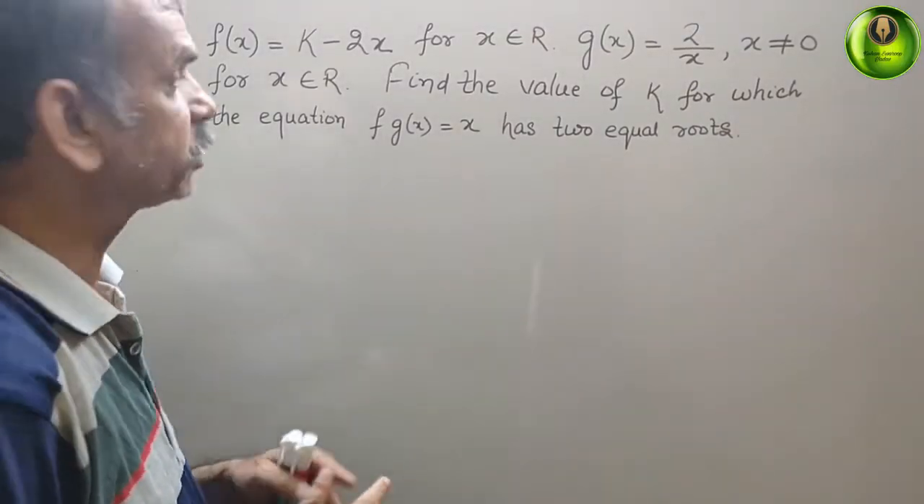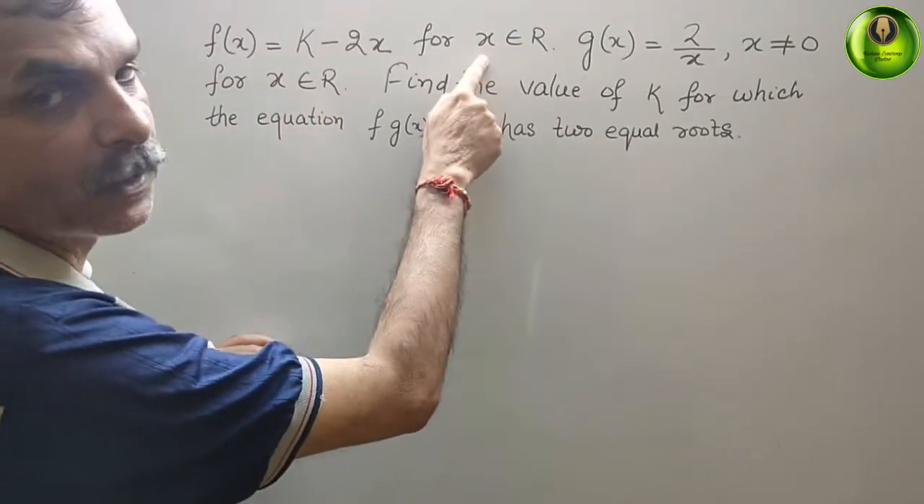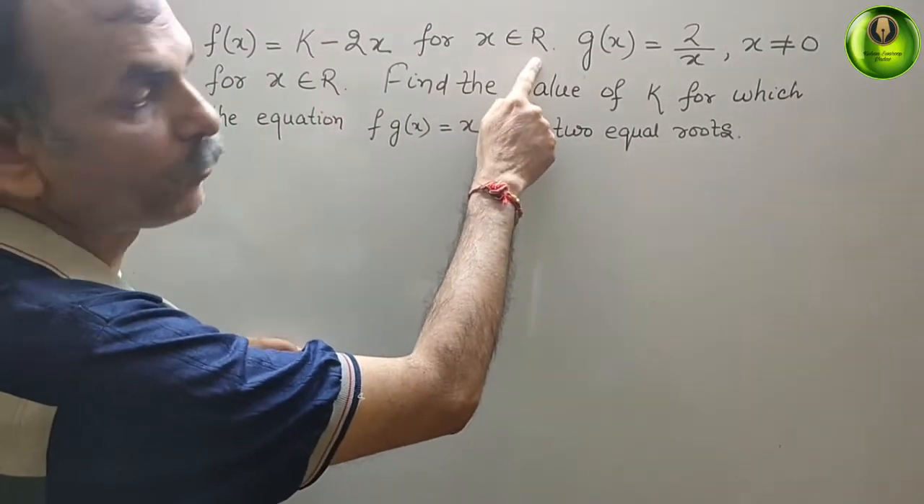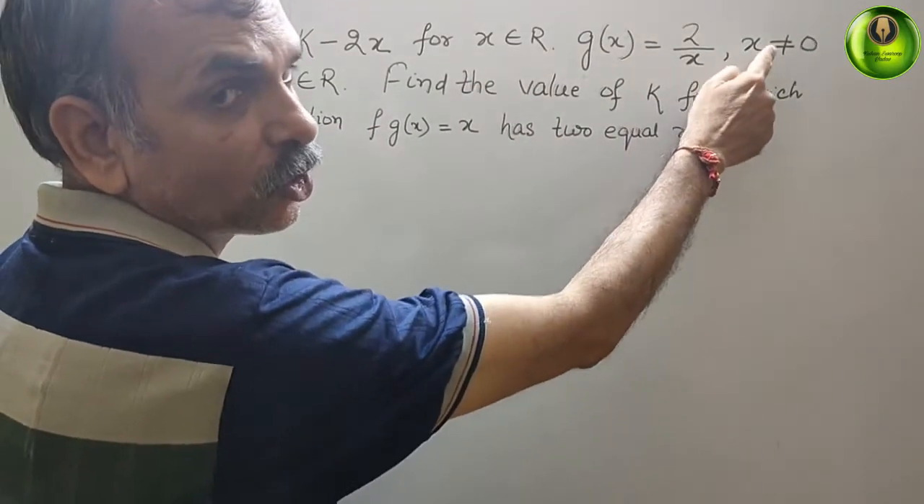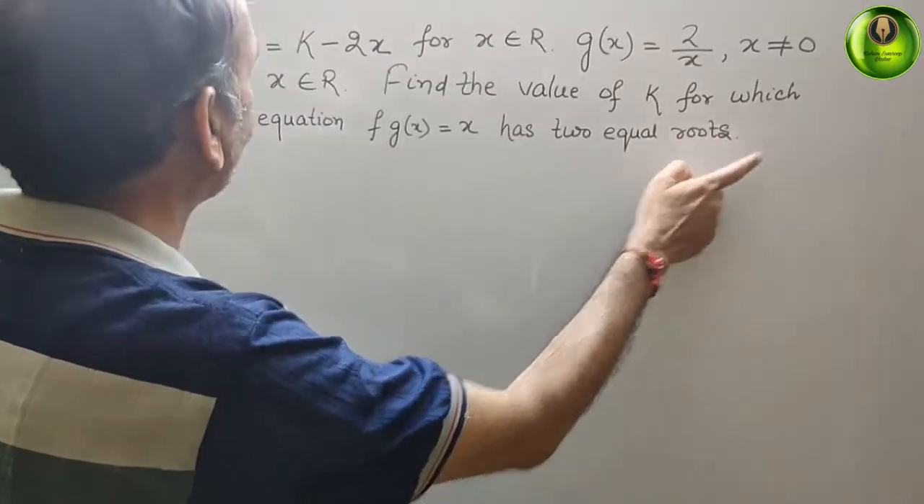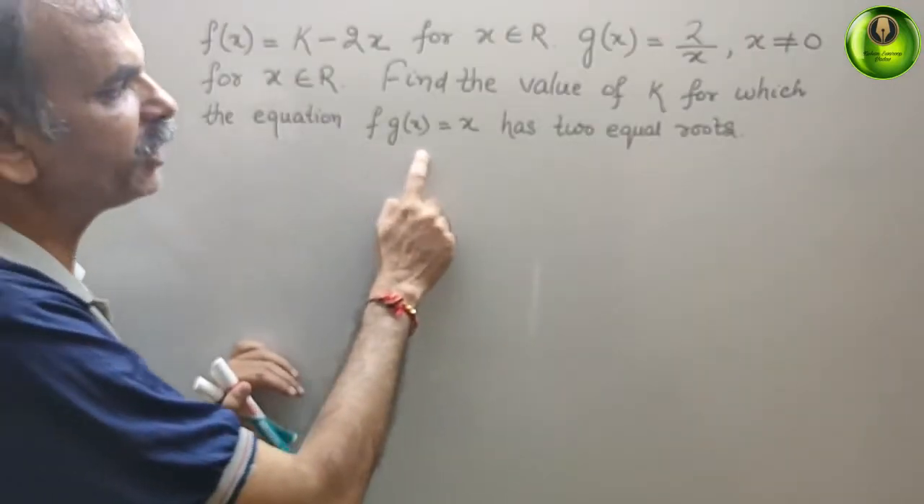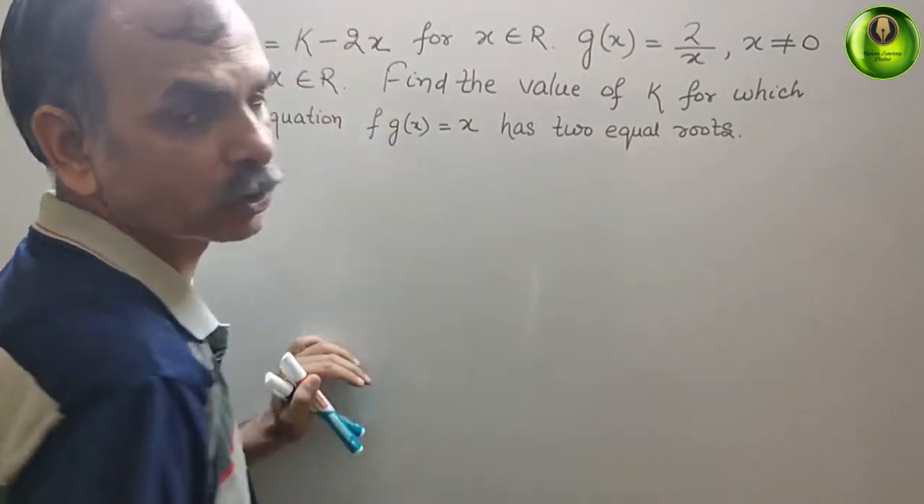Your question is: f(x) is equal to k minus 2x for x belongs to R. g(x) is equal to 2 by x, x is not equal to 0, for x belongs to R. Find the value of k for which the equation f(g(x)) is equal to x has two equal roots.